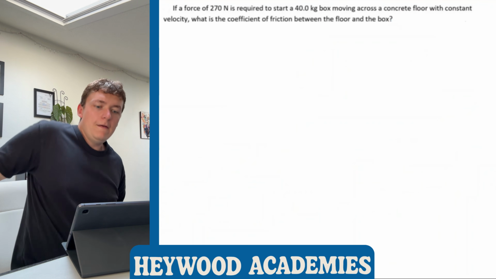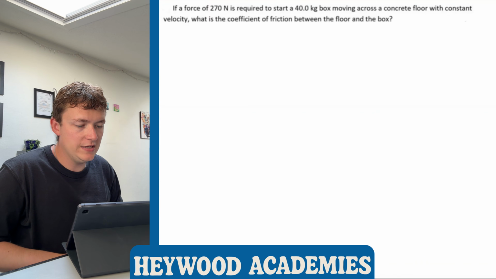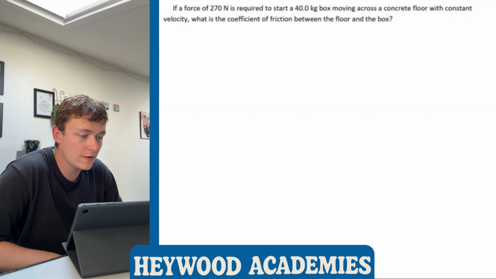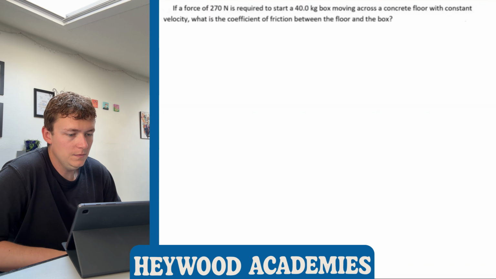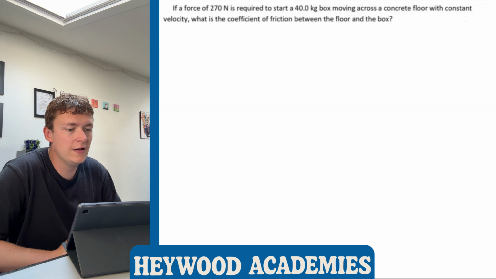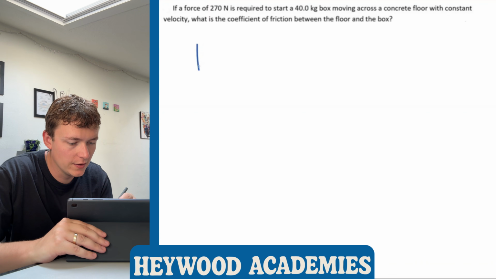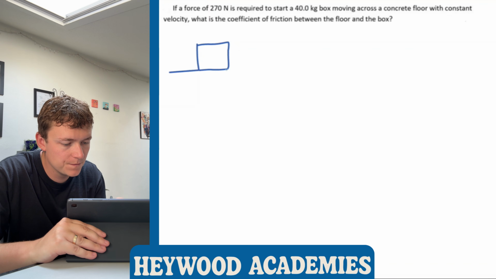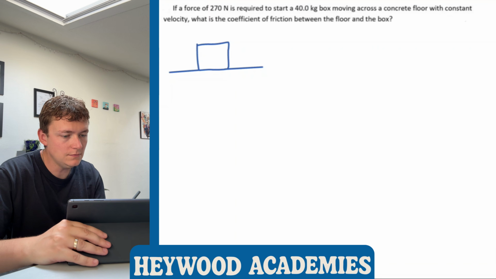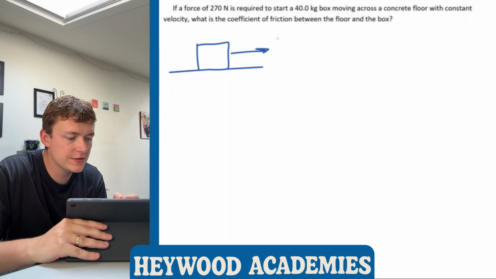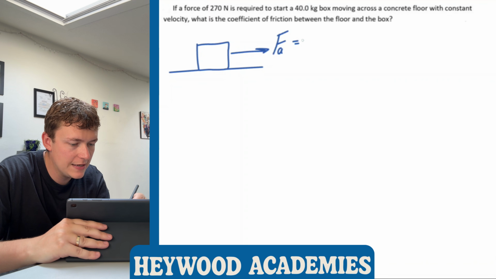Okay, if a force of 270 newtons is required to start a 40 kilogram box moving across a concrete floor with constant velocity, what's the coefficient of friction between the box and the floor? So let's draw a little picture. We've got a box sitting on the floor. Then let's draw some forces on here. So we're applying a force, call that FA, usually as an applied force, of 270 newtons.